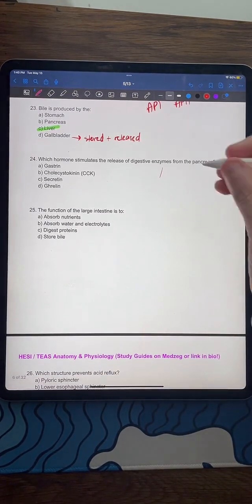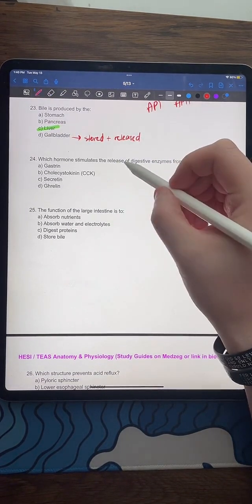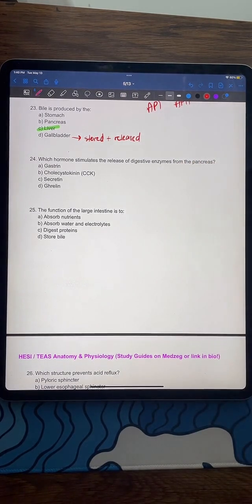Number 24, which hormone stimulates the release of digestive enzymes from the pancreas?